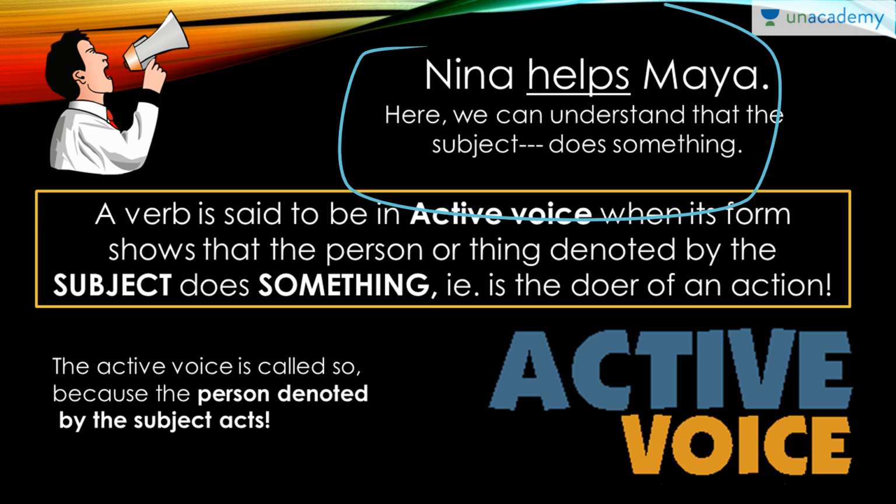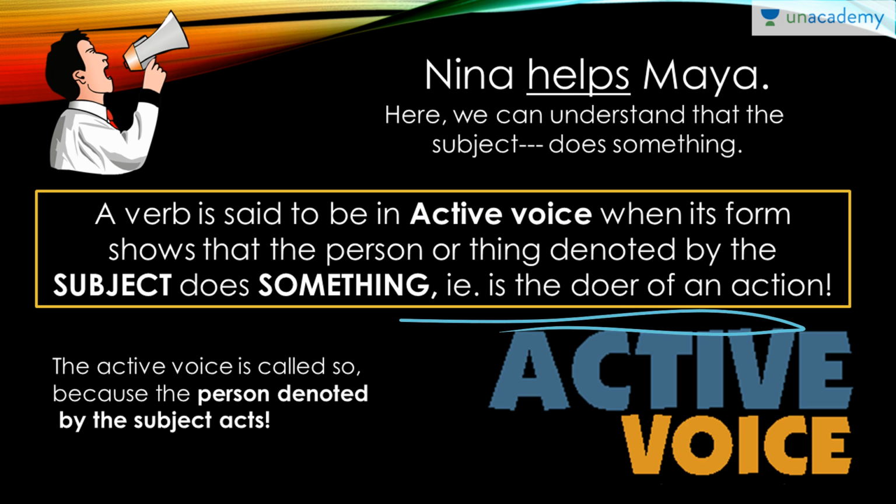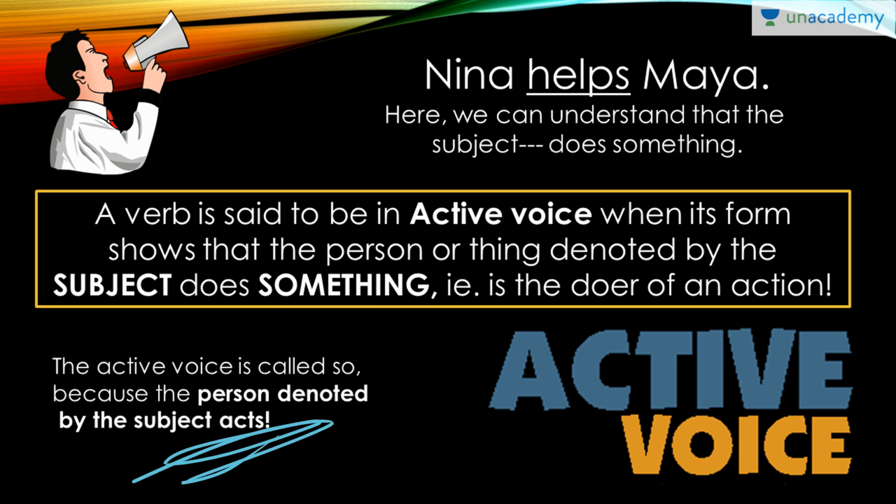Here's the definition. A verb is said to be an active voice when its form shows that the person or thing denoted by the subject does something. That is the doer of an action. The active voice is called so because the person denoted by the subject acts. So active voice literally got its name because the person is doing something, actively doing something right at that moment. Hence the word active voice.